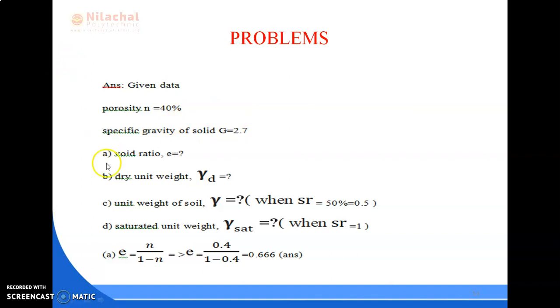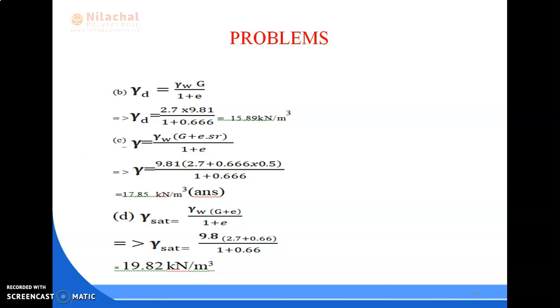So part A, we have to find out the void ratio e. So we know e equal to n by 1 minus n, this is the interrelationship. n is already given in the question. So e equal to, directly we put the value in decimal form, 0.4 by 1 minus 0.4 equal to 0.666. This is the answer, as the e value is unitless. Again it is expressed in decimal. So this is the answer.